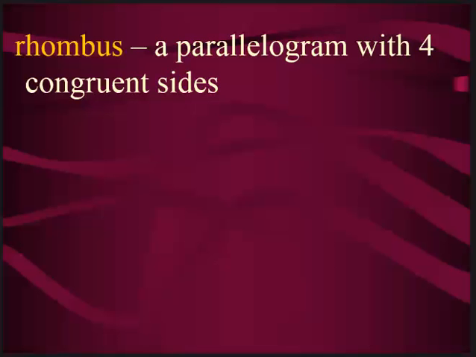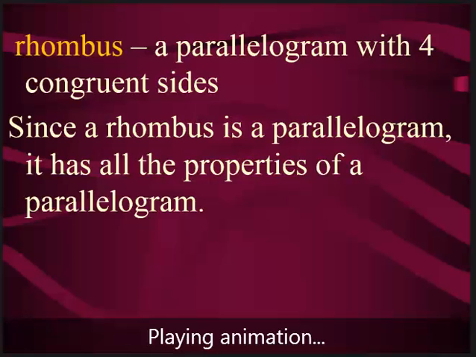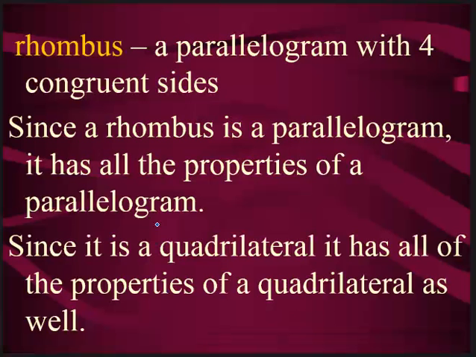Now, since a rhombus is a parallelogram, it's going to have all the properties of the parallelogram. We are not going to take the time to go through those. Again, we've gone through them several times. You should know those properties by now. Because it's a parallelogram, it's also a quadrilateral, so it's going to have all the properties of a quadrilateral. Any group that it's in, it's going to have those properties. Okay, so its diagonals are going to bisect each other. The sides are going to be parallel. Okay, those kinds of things. Again, we're not going to go through all those.